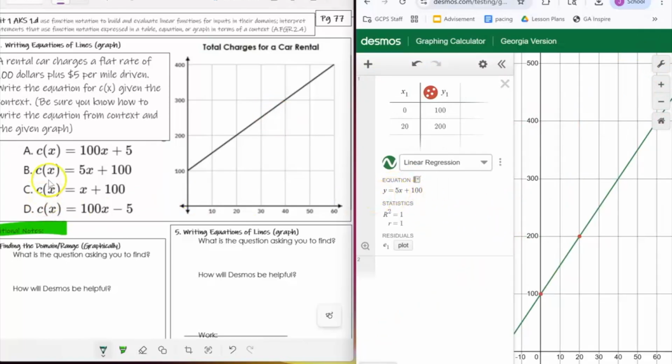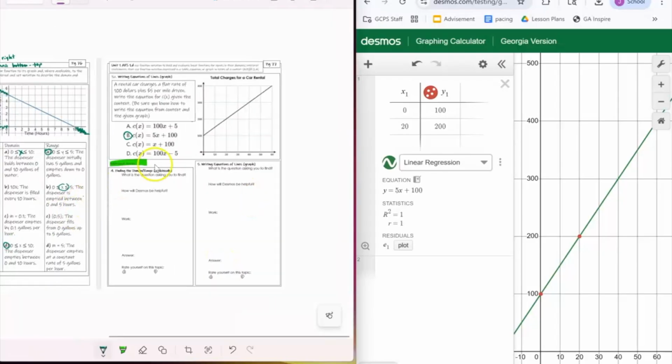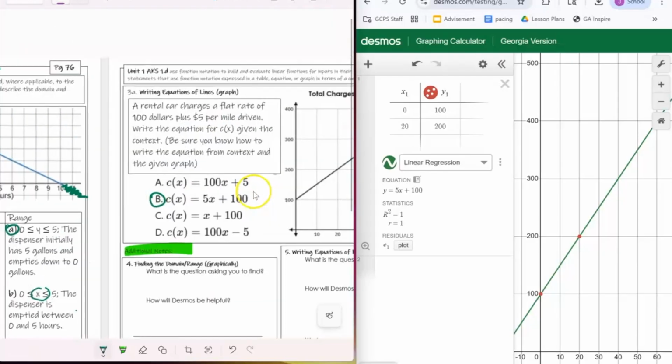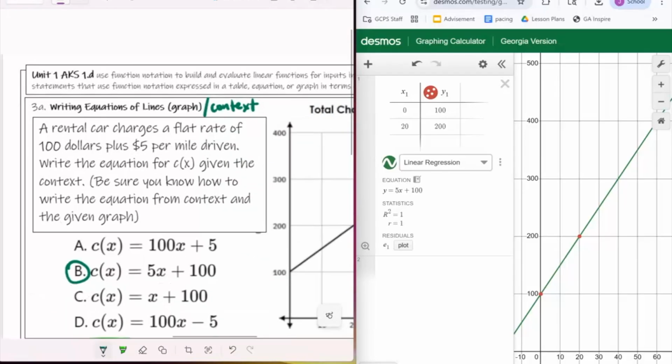So you just match in 5x plus 100. Make sure you choose the correct one. That answer is B. Once again, go ahead and write some additional notes. So we talked about how this is writing equations from a graph and also from context. So we're going to go ahead and put that Delta Math in as well.